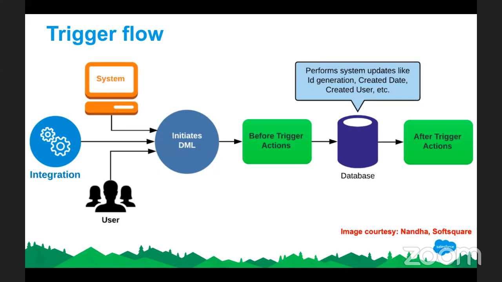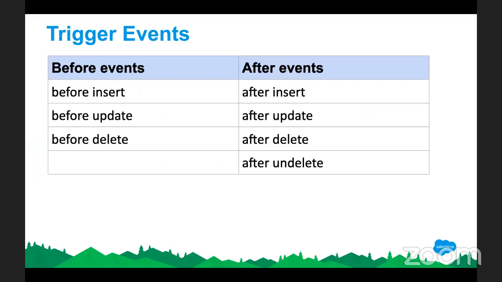I will go with some examples, don't worry. Now, trigger events. Very much self-explanatory if I am correct. We basically have 4 DML operations that support trigger: insert, update, delete, and undelete. Except for undelete, we have before and after for all the other 3 DMLs. Before insert, after insert, before update, after update, before delete, after delete.